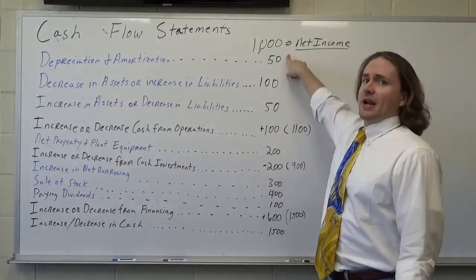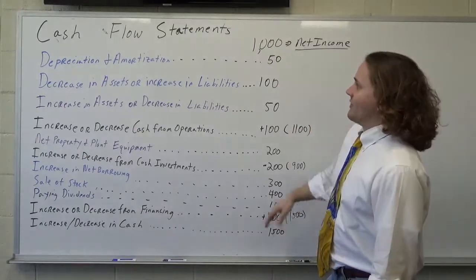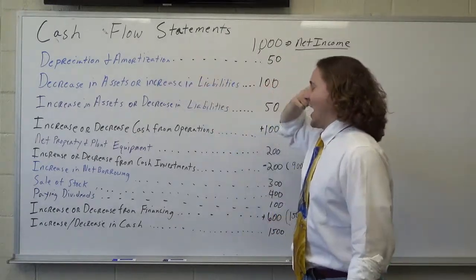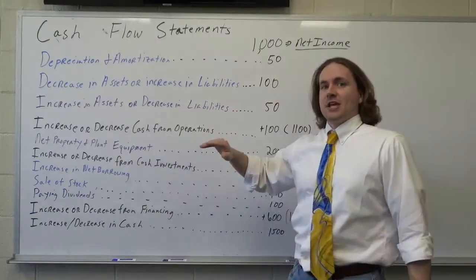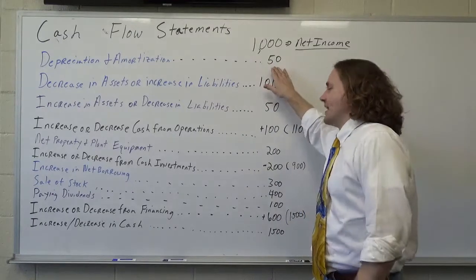So you should already have your net income. You start with a net income of $1,000, just as an example. Everything that I've got in here in blue is something that you're adding, and everything I've got in here in purple is something you're taking away. So depreciation and amortization is an addition of 50.